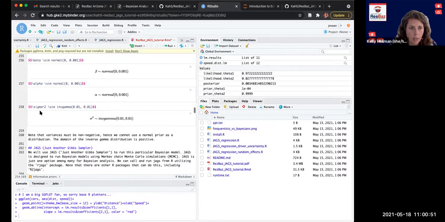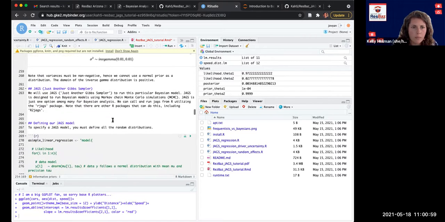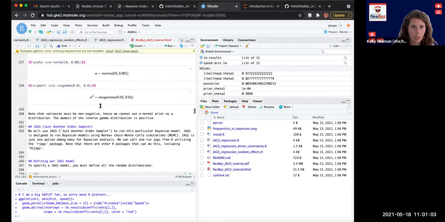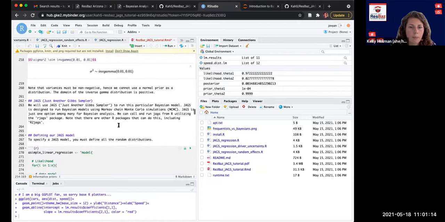And then we're going to specify a prior for sigma squared as an inverse gamma. And so we can't use a normal prior here for sigma because the variances should be non-negative. So that was informing our choice of distribution for this prior.